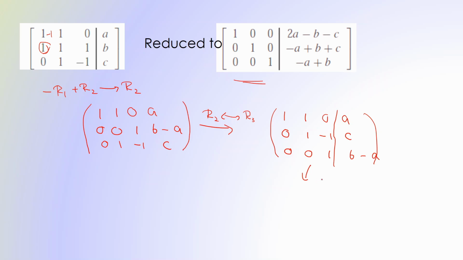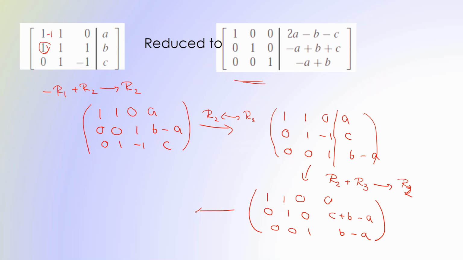I can add r2 and r3 as the new r2. So the new second row will be: you multiply the third row by 1 and add it to the second row. Then you get 1 1 0 a, 0 1 0, and you add b minus a to c, so c plus b minus a, and here 0 0 1 b minus a.